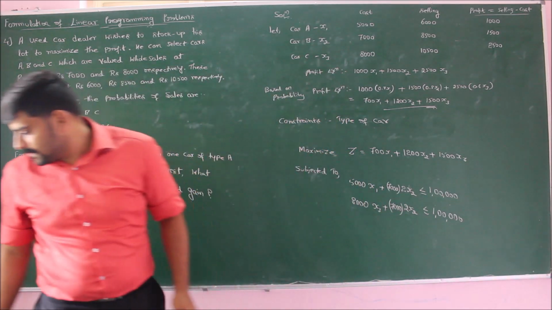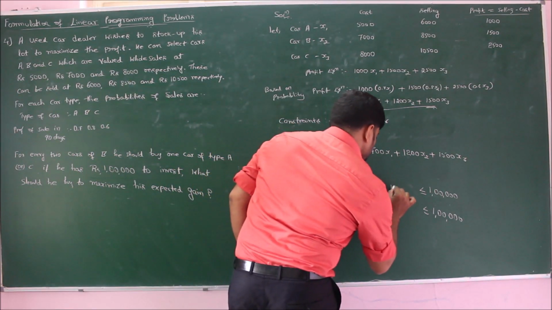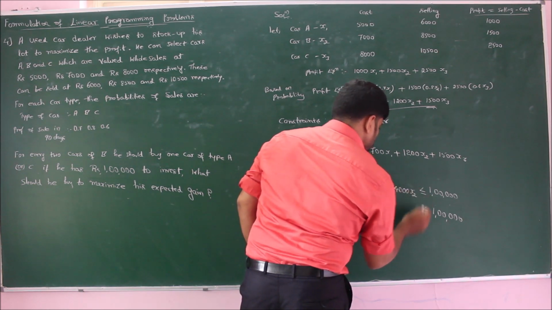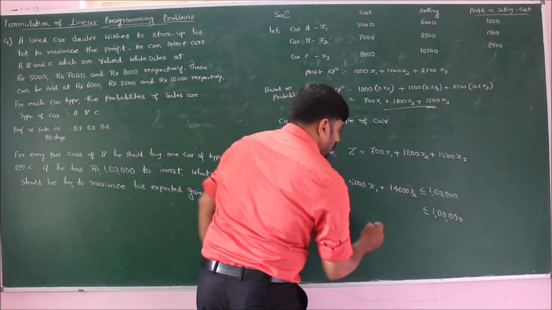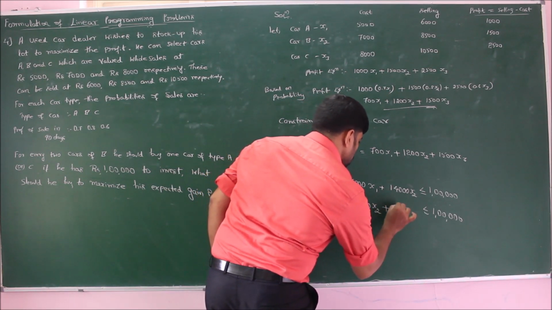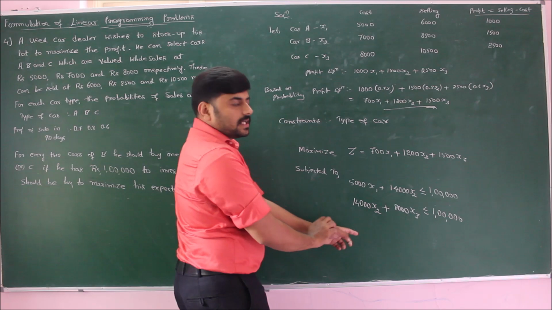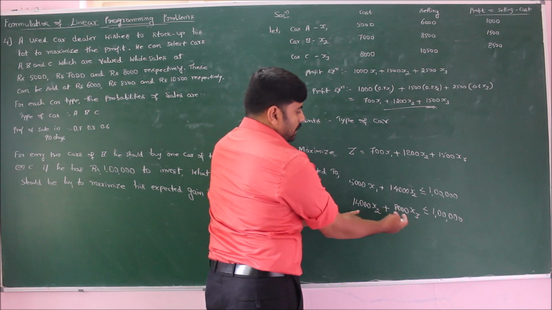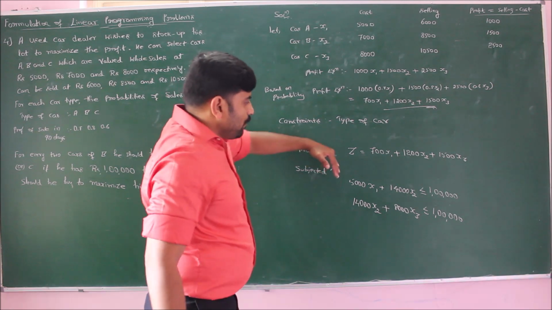Now if I simplify, 7,000 times 2 is 14,000 x2. Since x2 and x3 should be interchanged because x2 comes first in the order, it will become 14,000 x2 plus 8,000 x3. I have just interchanged the positions, nothing else. Previously I wrote 8,000 x3 plus 7,000 into 2 x2. I multiplied and interchanged to maintain the sequence x1, x2, x3. So this is the constraint.